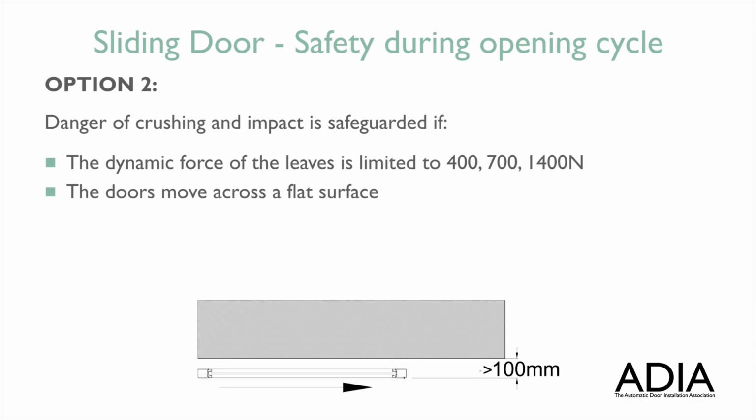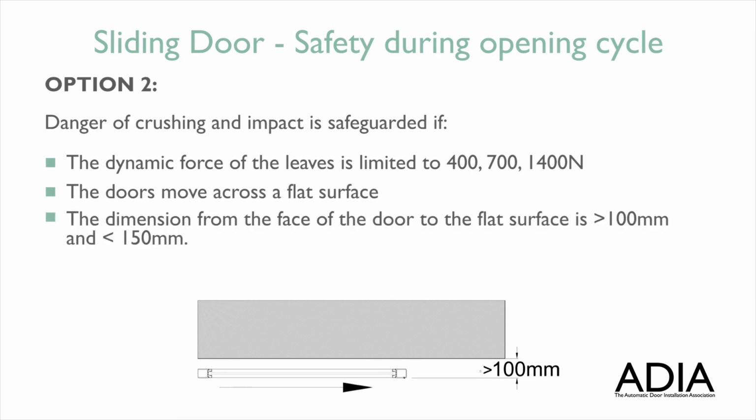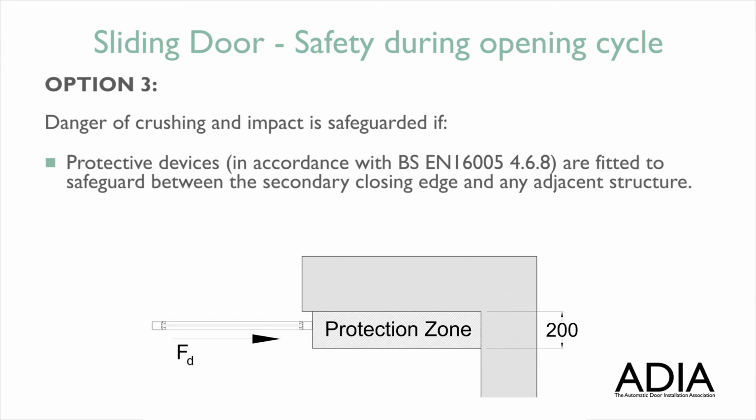the doors move across a flat surface, the dimension from the face of the door to the flat surface is less than 100 mm and greater than 150 mm. Protective devices in accordance with BSEN 16005 4.6.8 are fitted to safeguard between the secondary closing edge and any adjacent structure.